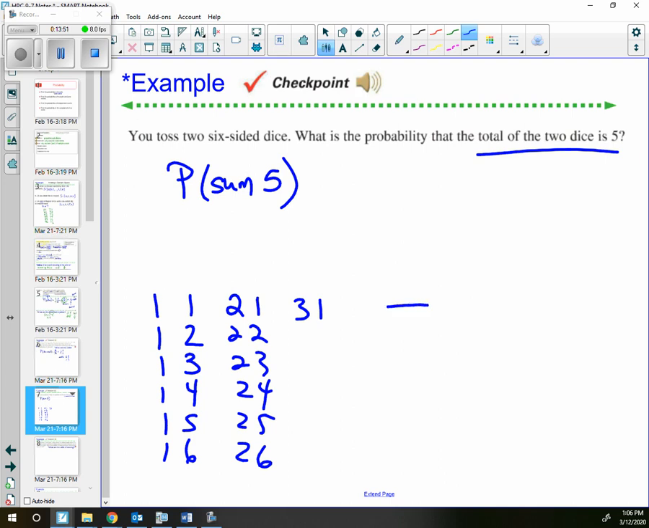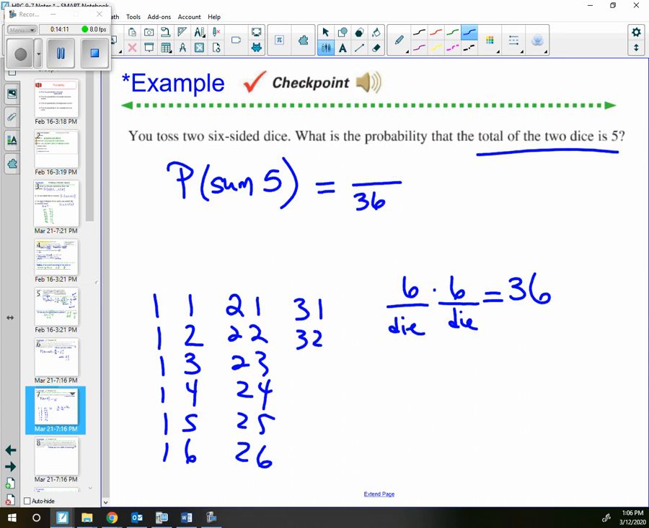So that means on your die number 1, you've got 6 options, right? 6 different outcomes. On your die number 2, you have another 6. That gives you the total number of outcomes as being 36. So you have 36 total outcomes when you're doing this sample space. So I know my denominator is going to be 36.